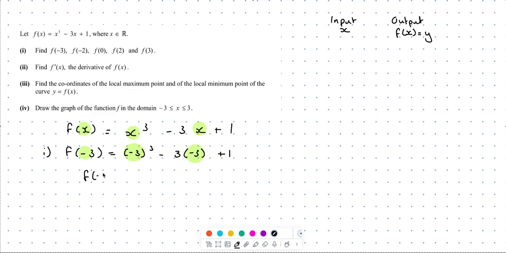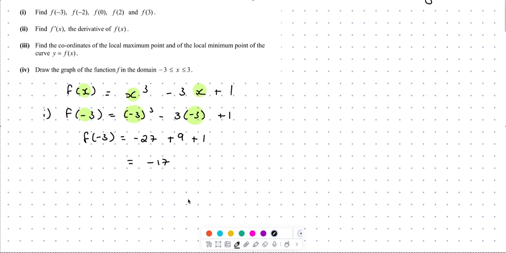Then we just tidy that up. You can do it in your calculator. If you're doing it in your calculator, please make sure that you are using brackets and the notation in the calculator correctly. So we'll have minus 3 cubed, which will be minus 27. Minus 3 by minus 3 is plus 9, and then we've got plus 1. Tidying that up, I've got minus 27. These two add to 10, so minus 27 plus 10 is minus 17. I'll do the next one.